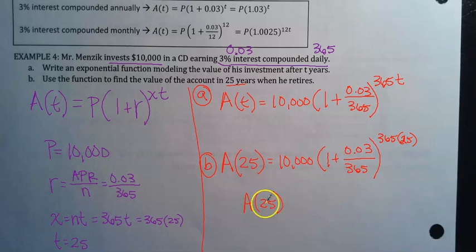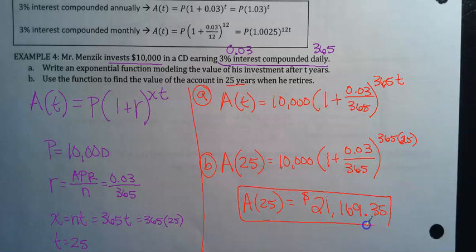So our A of 25 years is going to be equal to, I'm going to put a dollar sign because it's my final answer, $21,169.35. So if this man, Mr. Menzik, invests $10,000 in a CD and he never touches it for 25 years, it will be worth 21,000. So he will double his money, but it's going to take 10 years to do it. Well, he'll more than double a little bit, and it's going to take 10 years for him to do that.